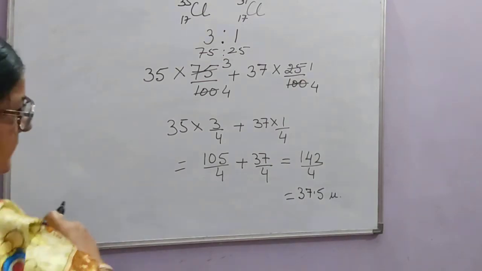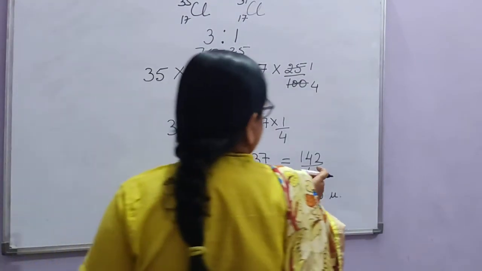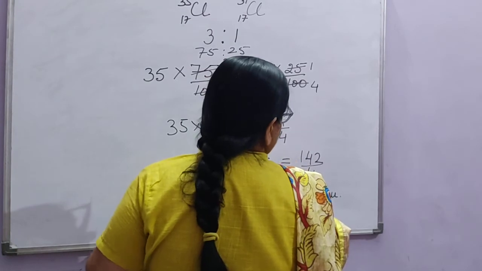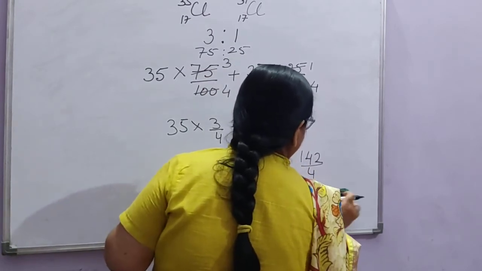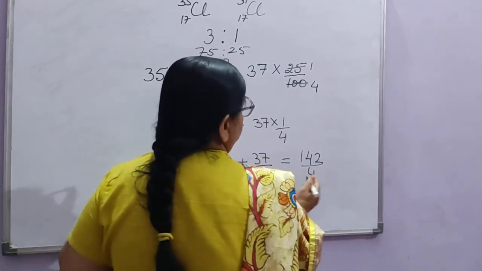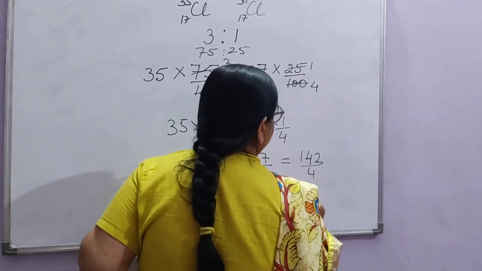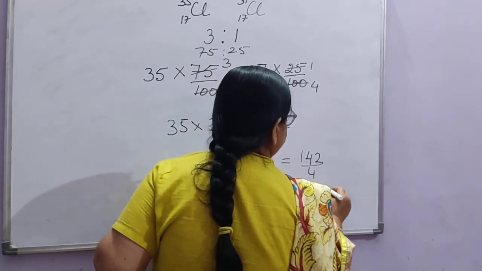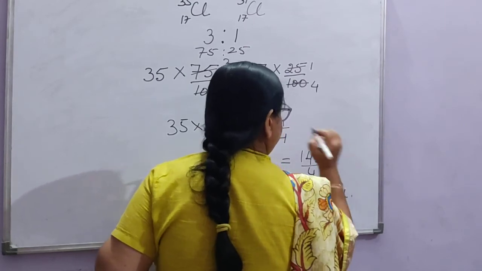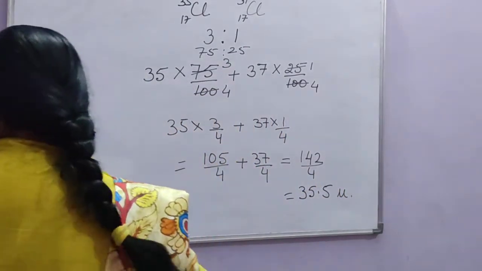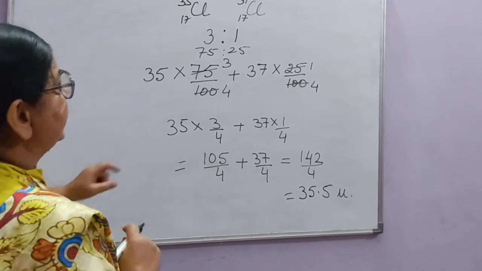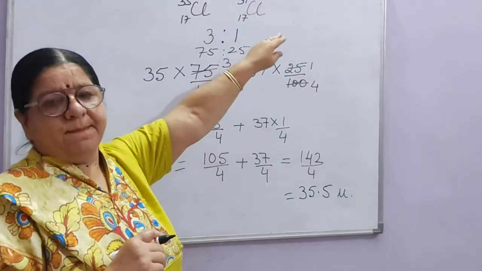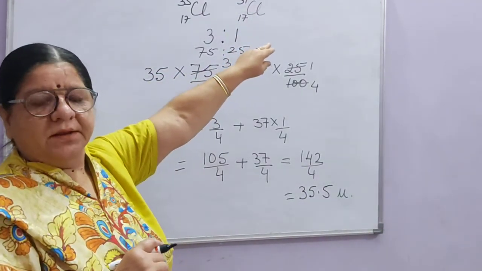Sorry, this is 4. Sorry, it is wrong. I've calculated it wrong. 4 3s are 12, 14. Sorry, it will be 35.5 U. Right? 35.5 U will be the average atomic mass of chlorine.